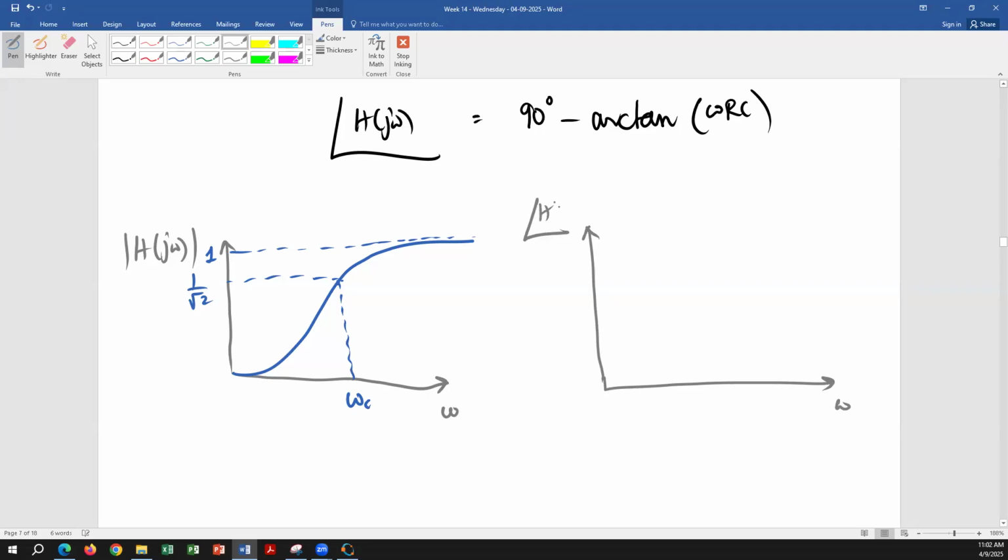Phase response of H of j omega. It's going to go from 0 to 90 degrees, passing through 45 degrees at omega c. And eventually, 90 to 0 degrees, doing the opposite. 90 to 0 degrees. 90. And at omega c it is going to be 45 degrees.